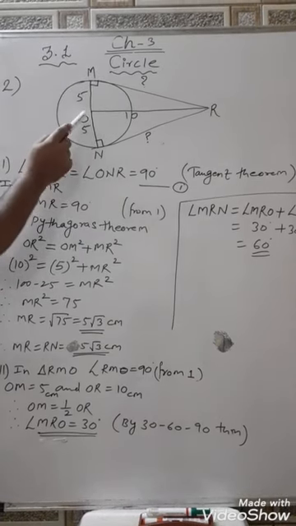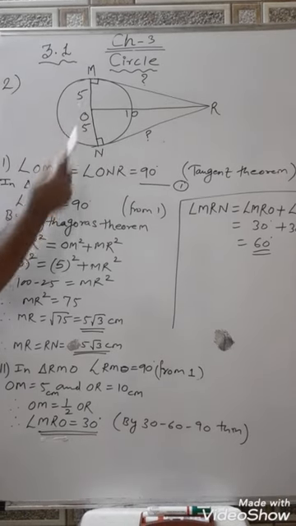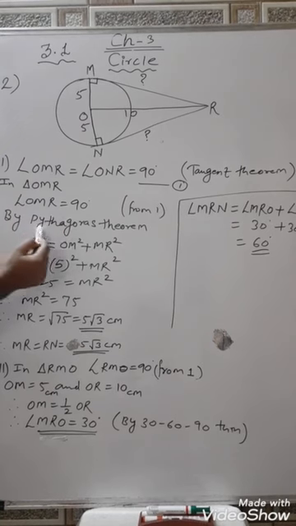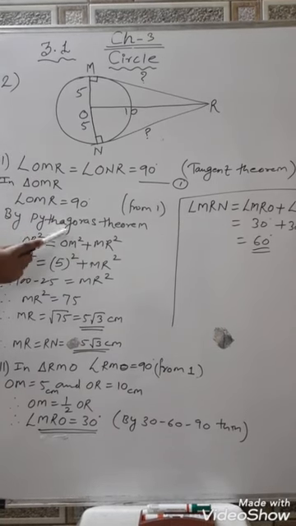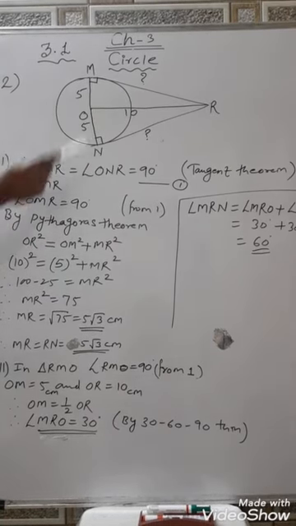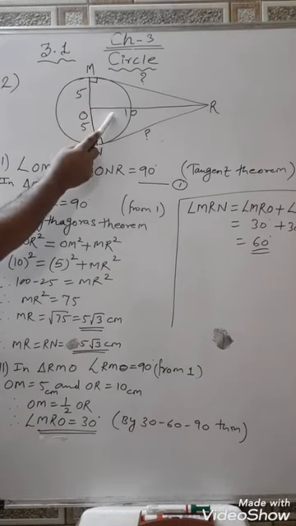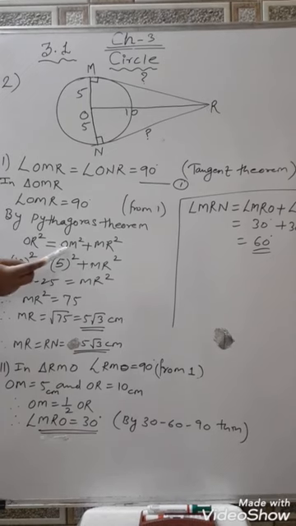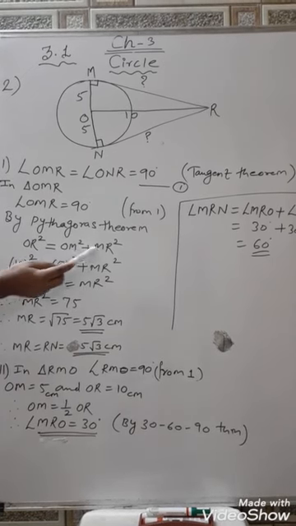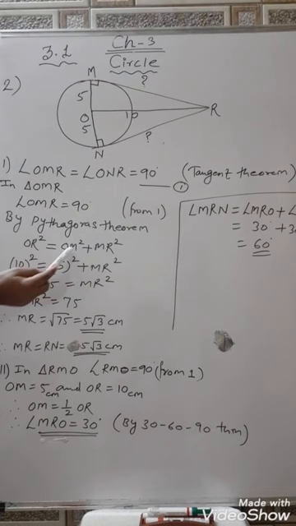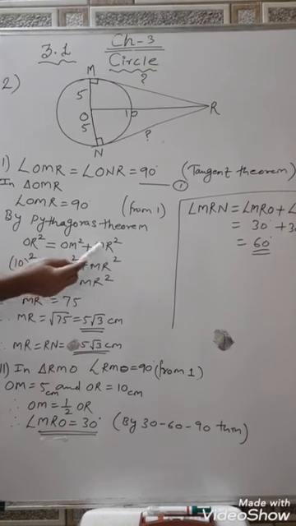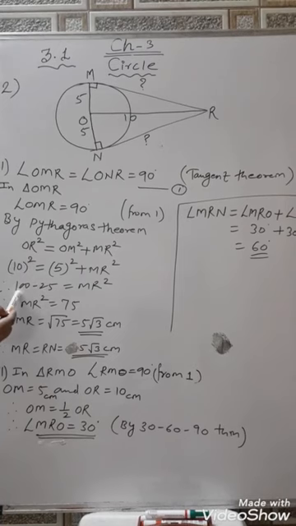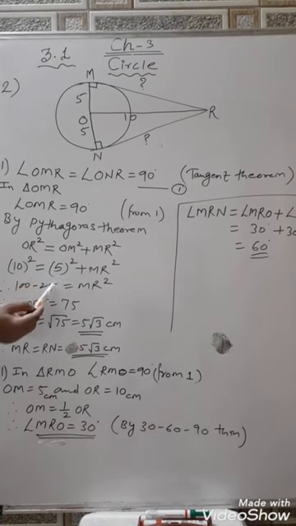Now in triangle OMR, M is 90 degrees. So we use the Pythagoras theorem. According to the Pythagoras theorem, the side opposite to 90 degrees is the hypotenuse, so that is OR. OR square equals OM square plus MR square. OM is 5, MR you have to find, OR is 10. 10 square is 100, and 5 square is 25.